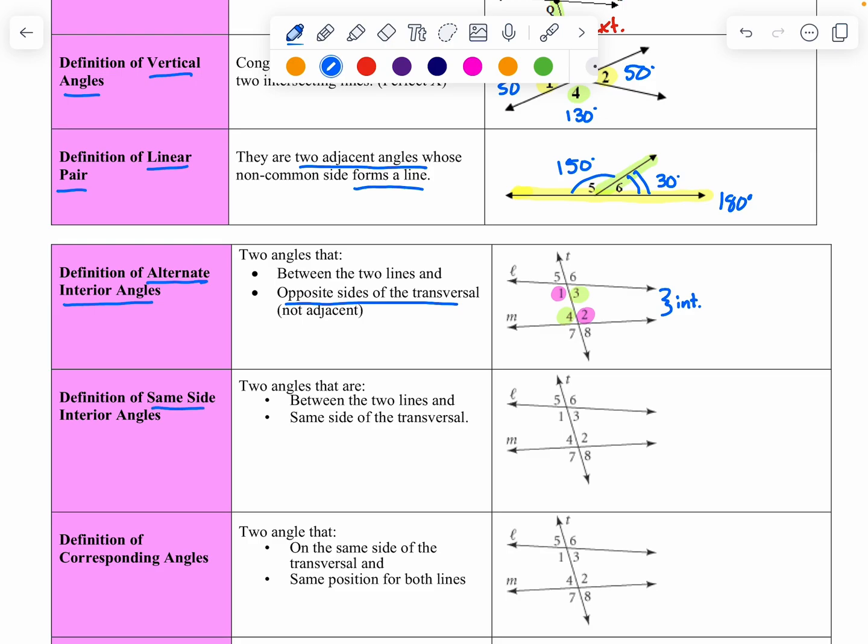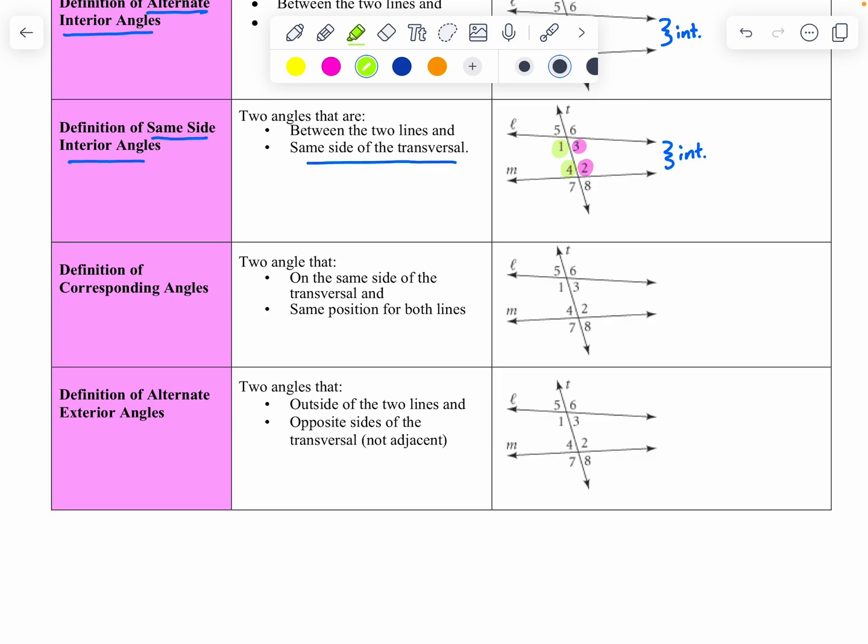Next, we've got same side interior. We're still looking between these lines. We're looking at the interior, and the same side, so they're going to be on the same side of the transversal. This time, angle 3 is on the same side as angle 2, so they are same side interior angles. And angle 1 and angle 4 are same side interior angles.